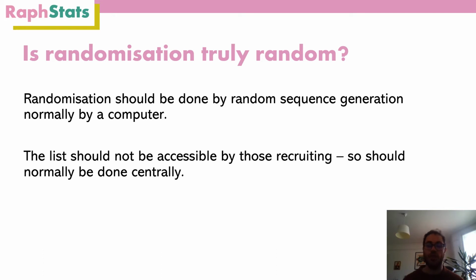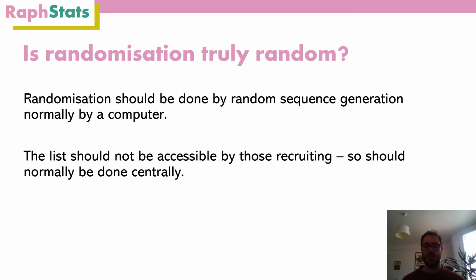So how can we ensure that randomization is truly random? Well, normally in gold standard trials, it will be done by random sequence generation by a computer. So there's no human involved, which might involve error. And also this list should not be accessible by those recruiting. So it's done centrally, and you find out once you've recruited the person which arm they're going into. And you don't even know what that arm is, whether that's the placebo arm or the treatment arm. And this often involves a situation where you log into an online system, type in a code, and then it will tell you this person is in B or A.